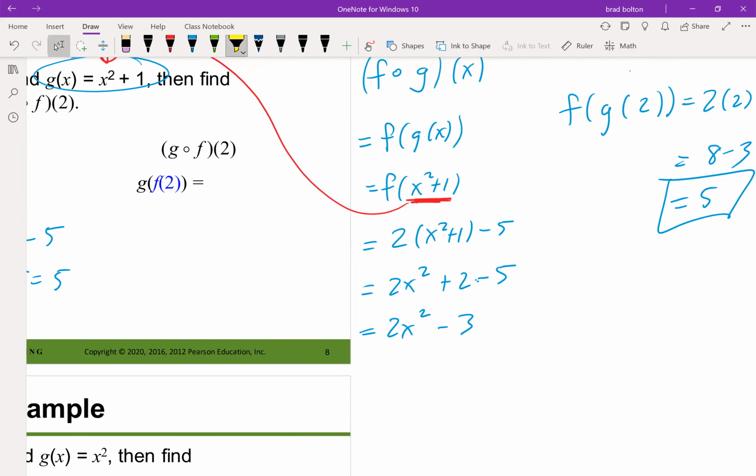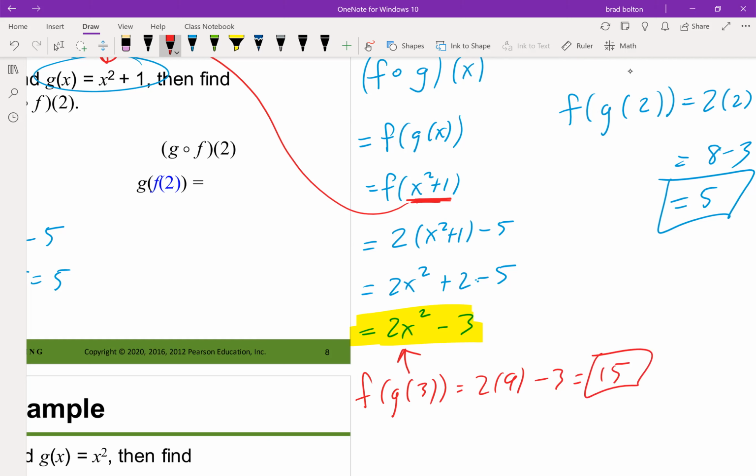Notice here, because I found f of g of x, that means I found it for all time. So now I could do another number. I could do f of g of 3, and I could just very quickly plug it into here. This would be 2 times 9 minus 3. And that would be what? 18 minus 3 would be 15. So that means f of g of 3 would be 15. So once you've found f of g of x, now you can plug any number you want into it.